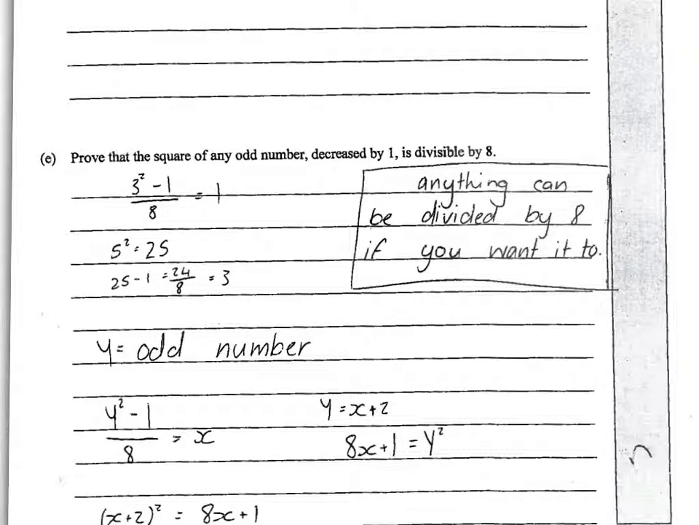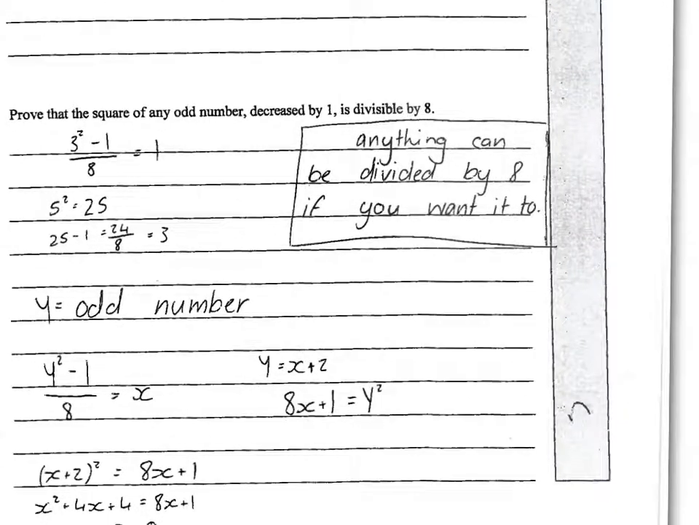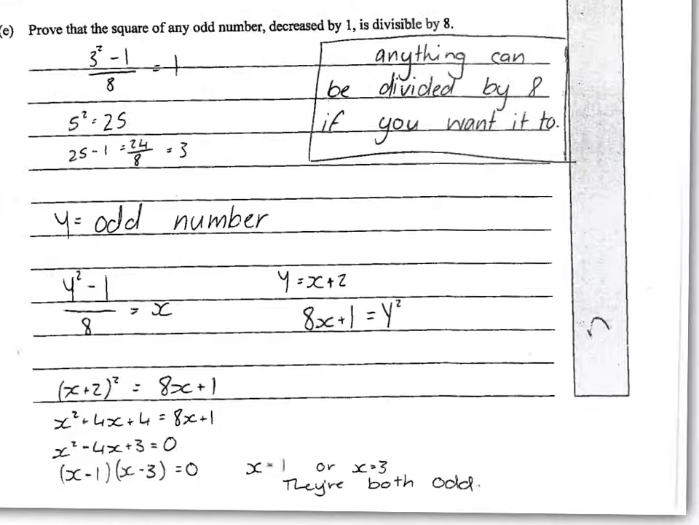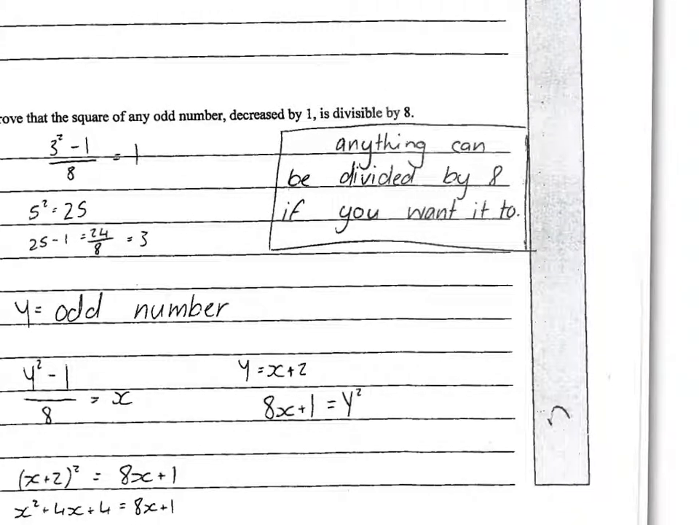So let's say our odd number, let's do it over somewhere, we've kind of run out of room. Our odd number, I'll do it in blue, is 2.